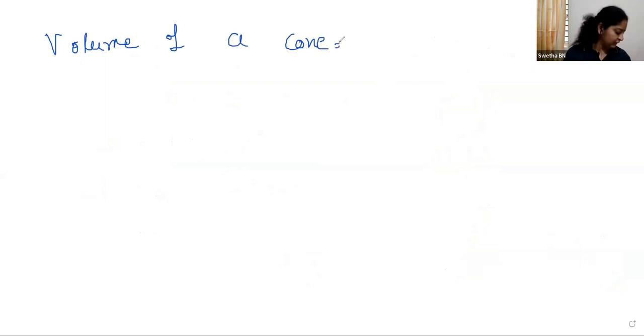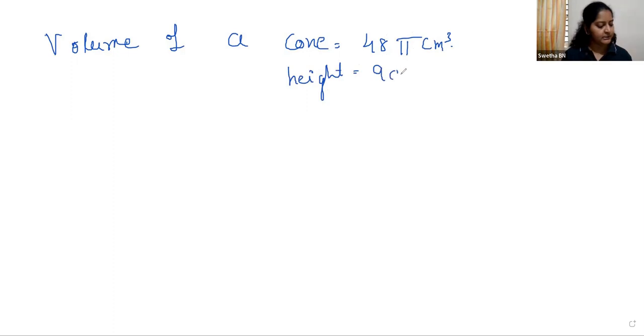Okay, I'll give some problem on surface area and volume. Volume of a cone is equal to 48 pi centimeter cube, and height is equal to 9 centimeter. Find diameter. Okay.